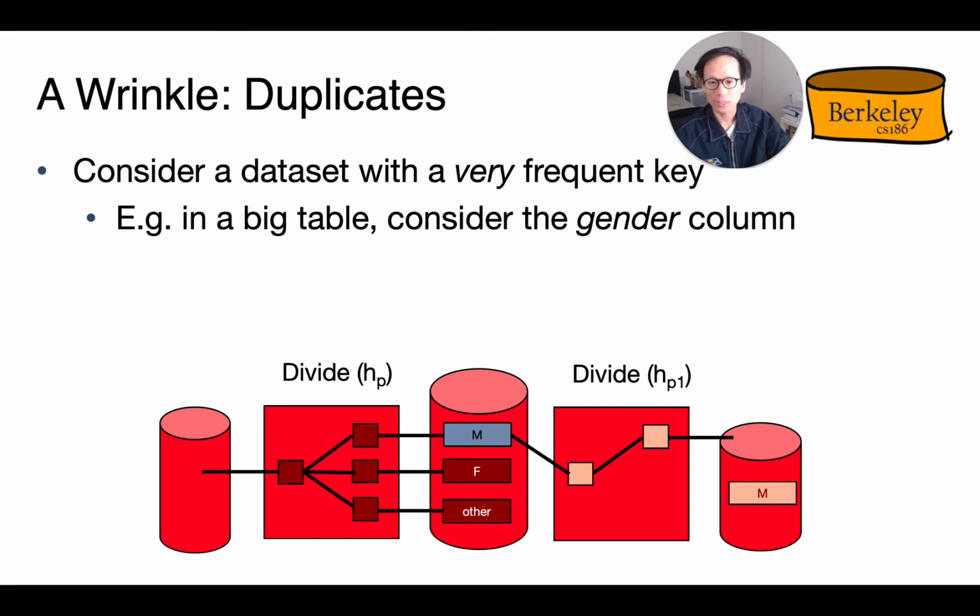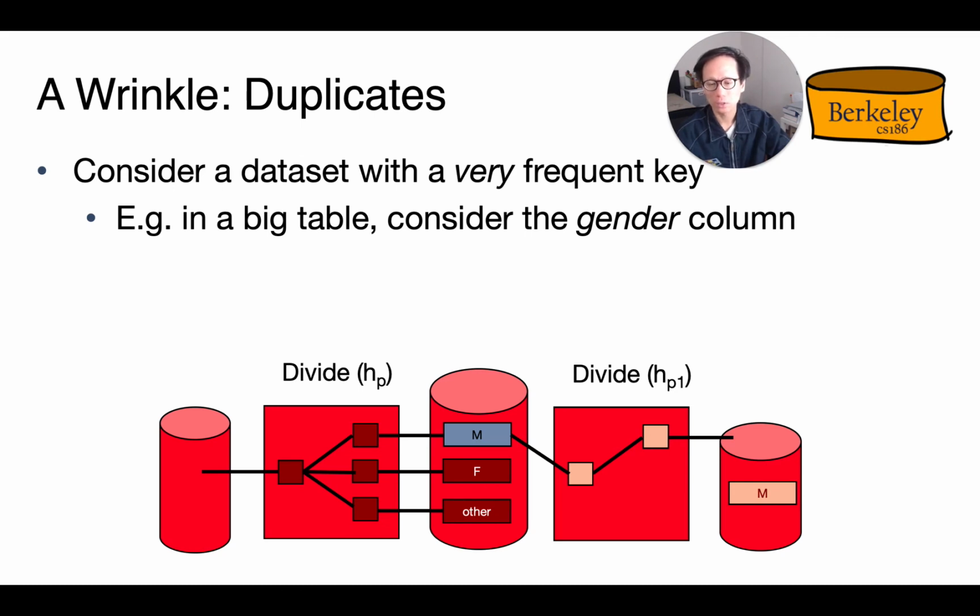After we divide the data, we only get 3 buckets that are non-empty: M, F, and other. Then, when we have to recursively partition because there are way too many M's, F's, or others, we try to run another hash function, h sub p1. But of course, all the records with M will end up in the same bucket again after recursive partitioning. So it doesn't matter how many times we partition recursively, this will continue to produce one partition every time we recurse.